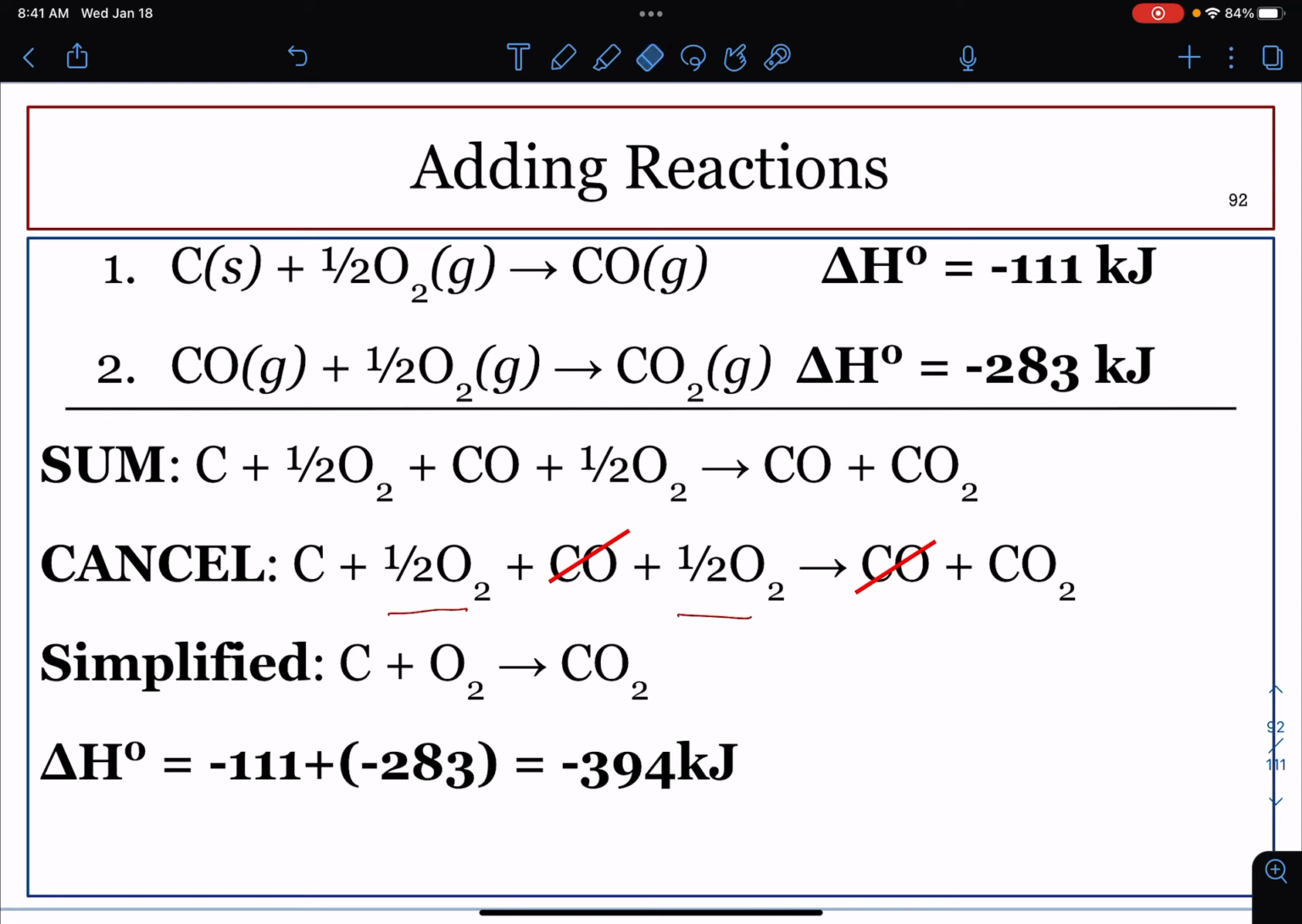So instead, we combine them together. 1/2 mole of oxygen plus 1/2 mole of oxygen equals 1 mole of oxygen. We're still left with our 1 mole of carbon, and on the product side, 1 mole of carbon dioxide. When we add our delta H's together, negative 111 plus negative 283, we get negative 394 kilojoules of heat that is released for this overall reaction.